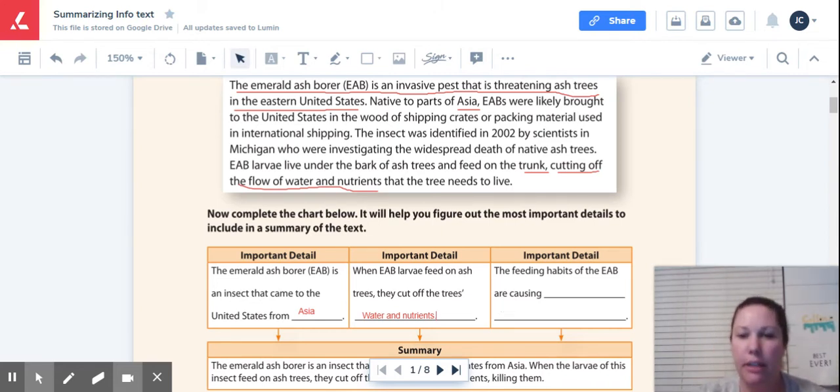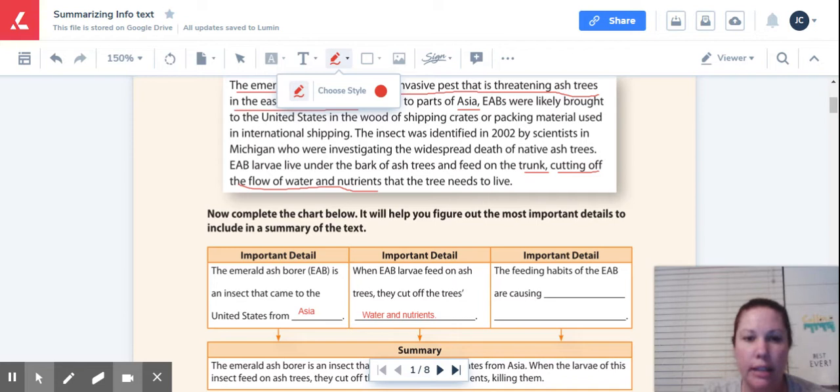Okay, the last part. The feeding habits of the EAB are causing what? What is it causing? Let's see. I'm going to use my draw. Okay, this is shipping crates. That's how they came. Insects were identified in 2002, investigating the widespread death of native ash trees. So the feeding habits of the EAB are causing widespread death of native ash trees.